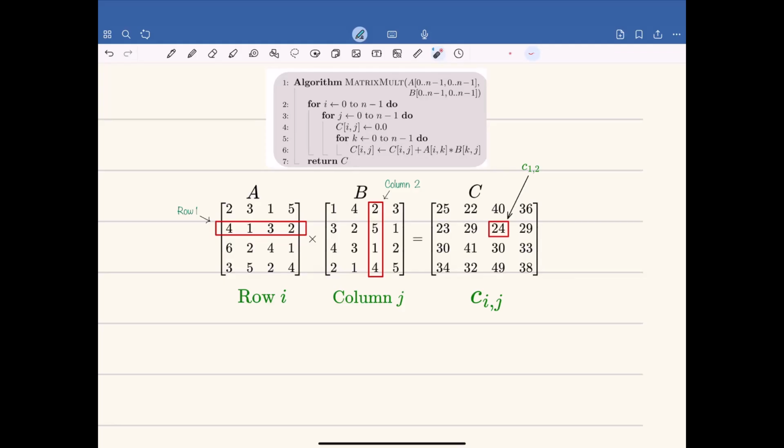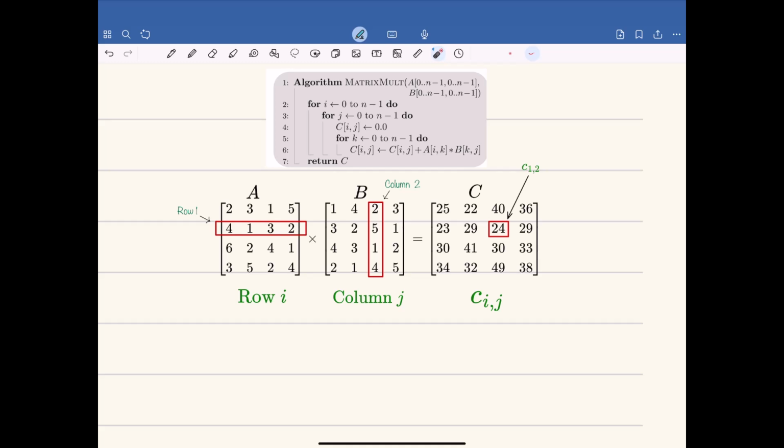In this example, we have two matrices A and B, both of size 4 by 4. Their product matrix C is also of size 4 by 4. So how is the product matrix C computed from the matrices A and B? In other words, how is each entry in the matrix C, Cij, computed from the entries of matrix A and the entries of matrix B?